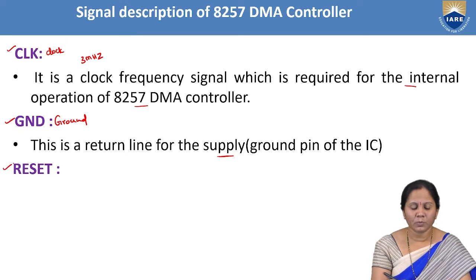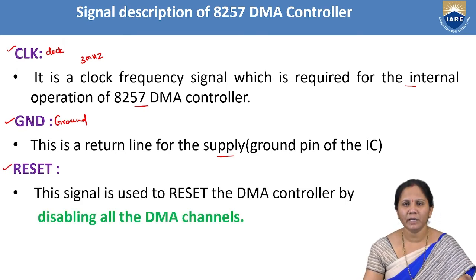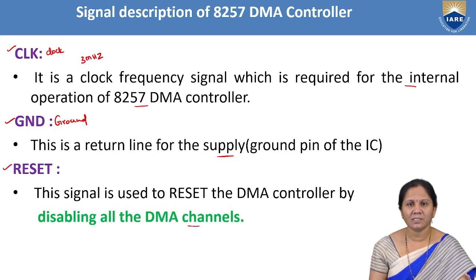And the next one is reset. If this reset signal is enabled, 8257 will get reset. Resetting the 8257 DMA controller means all the channels, that is the 4 channels connected to the DMA controller, will get disabled.